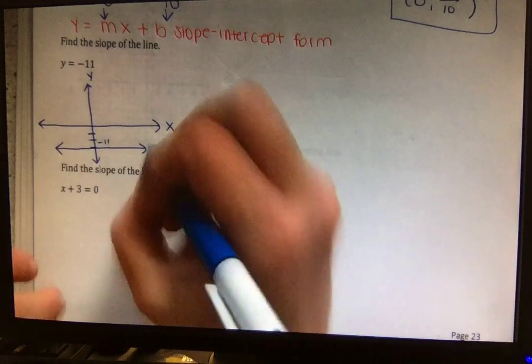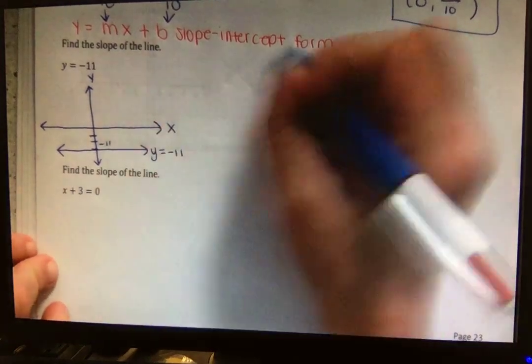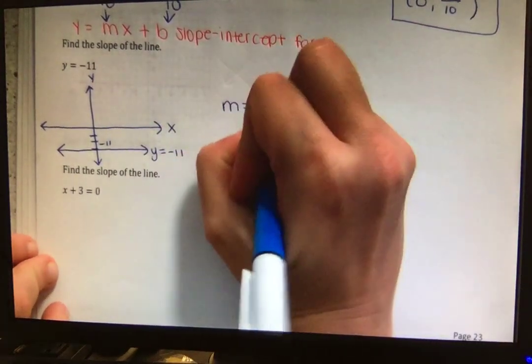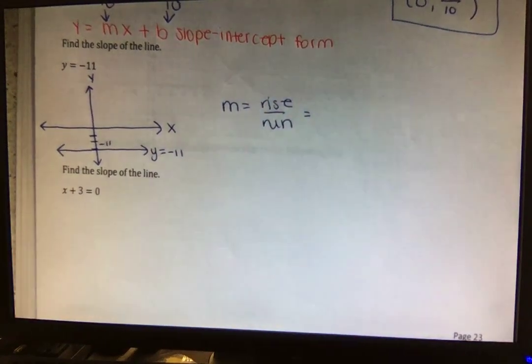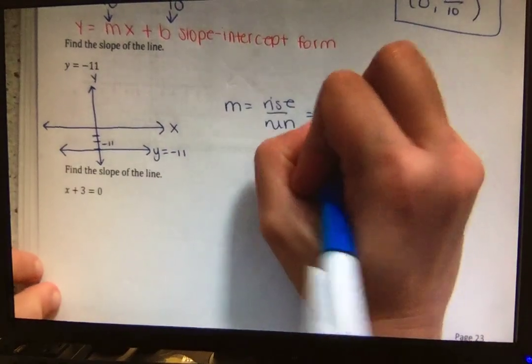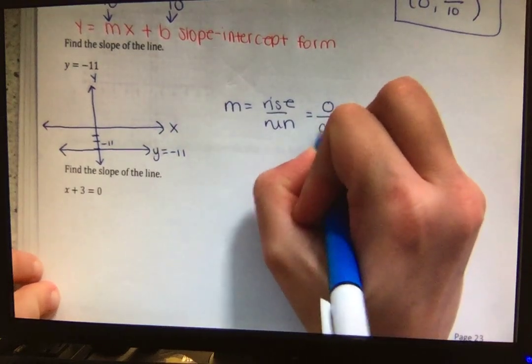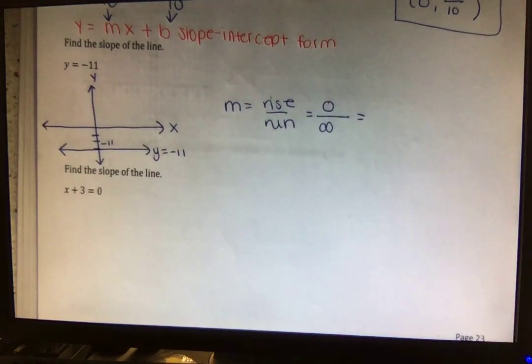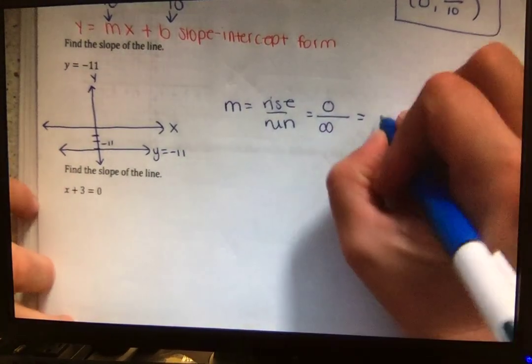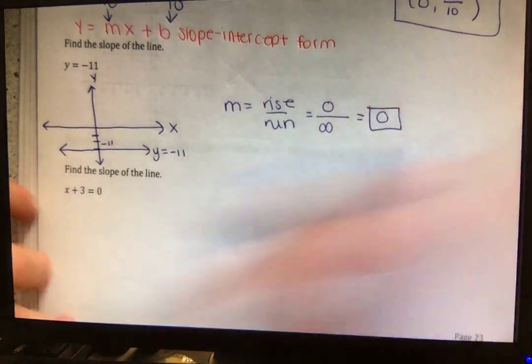So if it's a horizontal line, our slope is rise over run. How much is our graph rising, going up and down? 0. How much is it going left and right, running? Negative 11, or infinity. It's going on forever. You can use negative 11 there, that's fine too. So 0 over any number is 0.